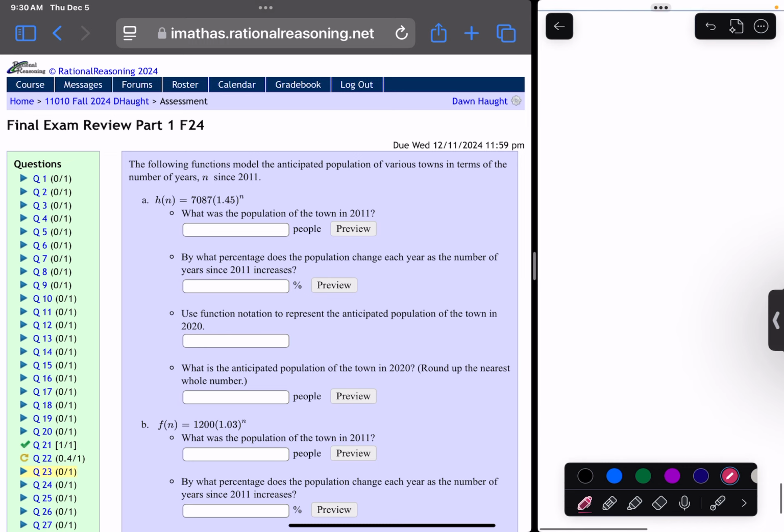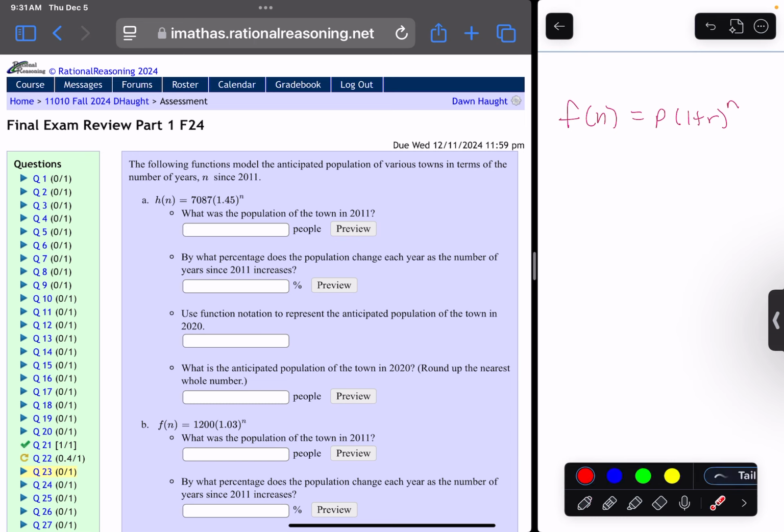Okay, so now we're to our exponentials. You might remember we did those. So let me show you a formula that can help you maybe a little bit.